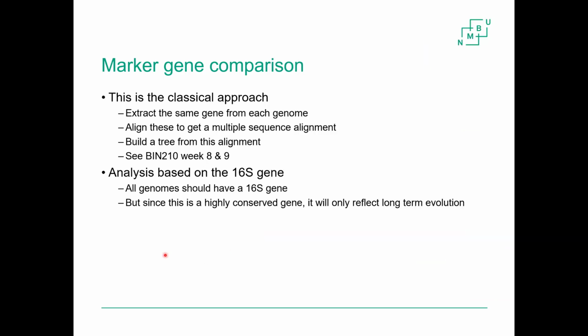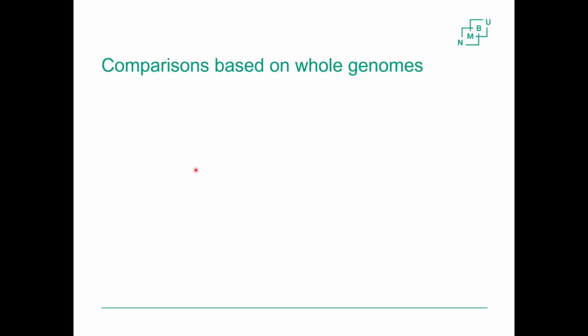So this is why we compare based on whole genomes instead of a single gene, right? The whole genomes contain potentially much more information than what you find in one single gene. And also, especially since this 16S gene is too conserved, really. So how do we do these comparisons based on whole genomes?